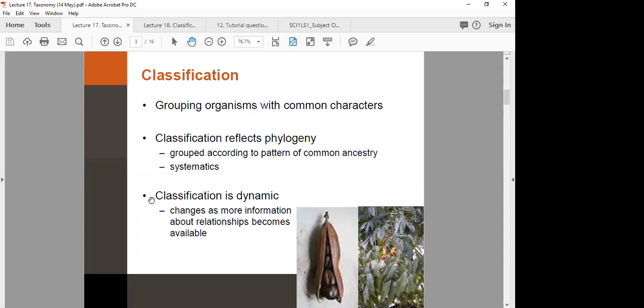Classification is dynamic. It changes all the time as additional information about relationships becomes available. And this is very much driven by advances in techniques that scientists use in classification. So with the beginning of the era of molecular biology, all these new techniques, particularly dealing with DNA and RNA and proteins, enabled classification to become even more specific. And with those techniques, they ended up changing the way in which a lot of organisms are classified.